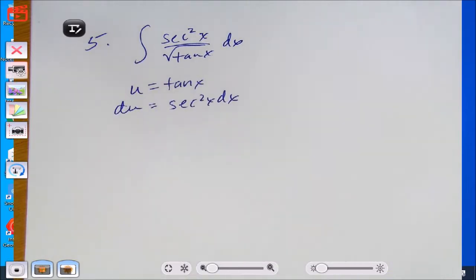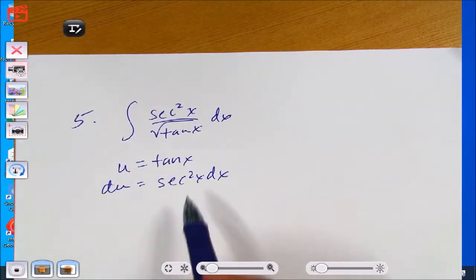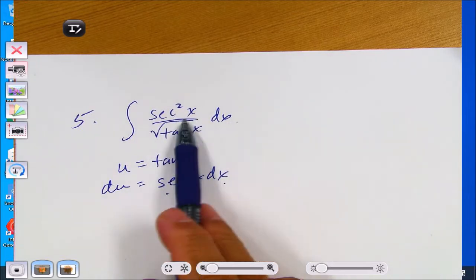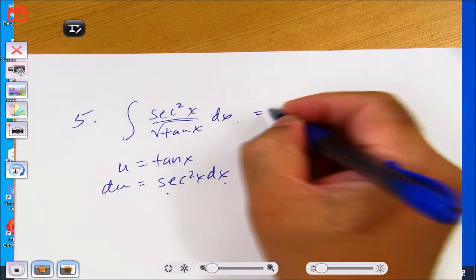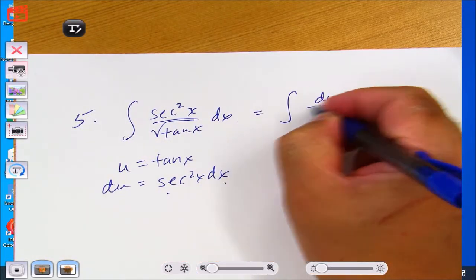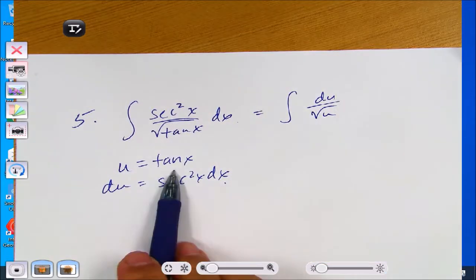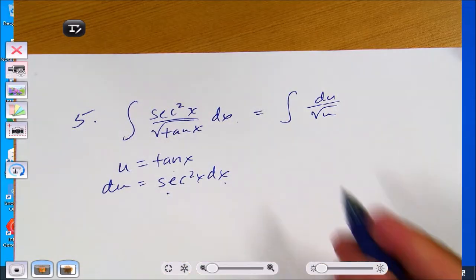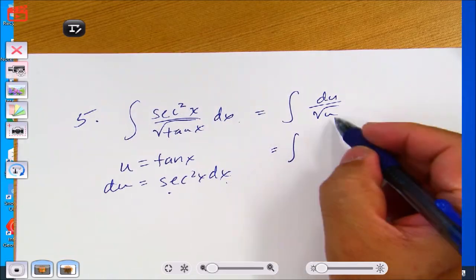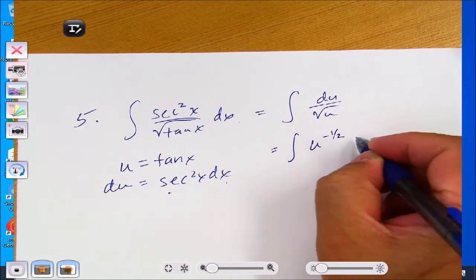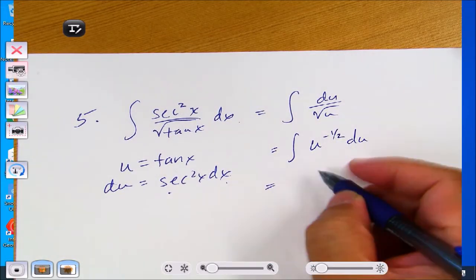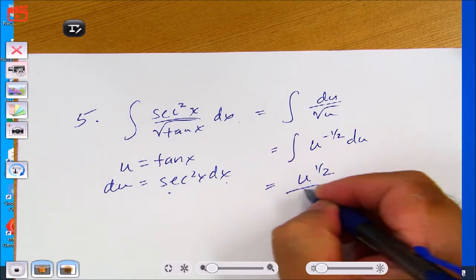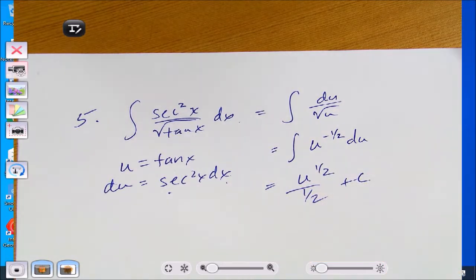Now, secant squared x dx is right here in the problem, so I can replace it with du. So du over the square root of u, because I'm replacing the tangent x with u. Alright, let's clean it up a little bit. I'm going to write that as u to the negative 1/2 du, and then use the power rule. So it's u to the positive 1/2 over 1/2, plus c.